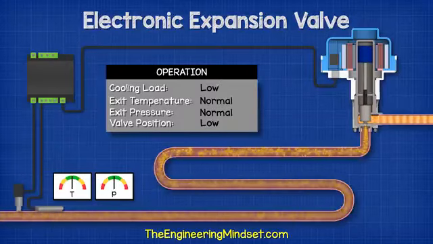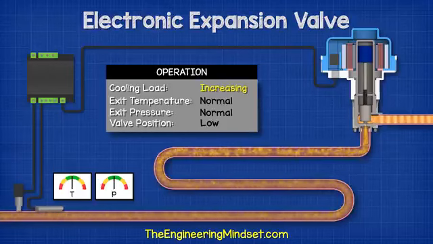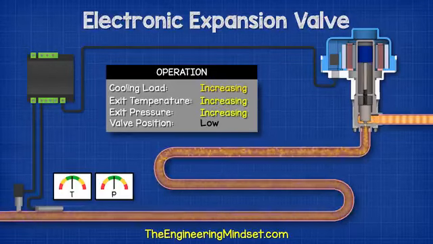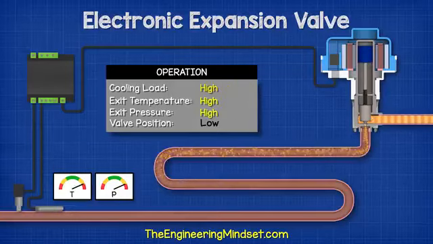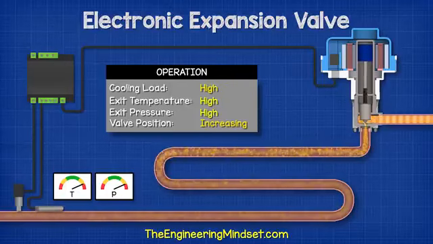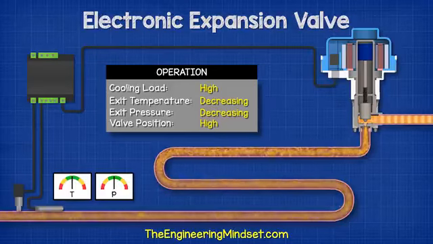When the cooling load on the evaporator suddenly increases, the refrigerant is going to boil much faster. There isn't enough refrigerant currently inside to cover this demand, so the suction line temperature and pressure will increase. The sensors detect this, and so the controller tells the valve to open further to allow more refrigerant into the evaporator.